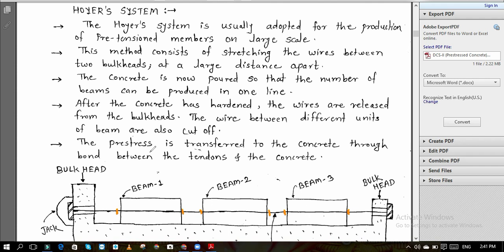The pre-stress is transferred to the concrete through bond action between the tendons and the concrete. Now how is this pre-stress transferred? Again the same principle is there. Once you cut off the wire, the elongated steel will try to regain its original shape and size. During this process the compressive stress gets transferred to the concrete through steel. And multiple beams can be cast at the same time by using this Hoyer system.